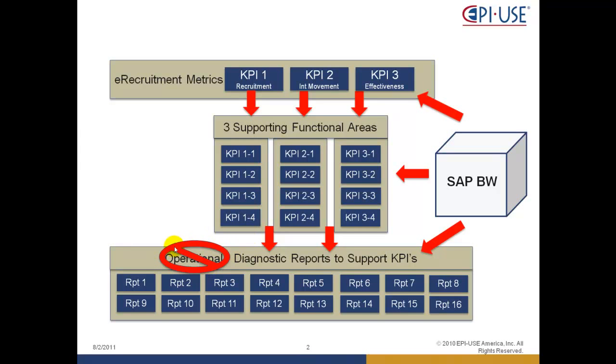So what I'm talking about is not your standard content, but Crystal Reports or Web Intelligence reports, WebI reports, that are diagnostic in nature to the KPIs that you're tracking. And again, these reports should only be developed to the extent they help to answer a question, a diagnostic question about why a KPI might have been missed.